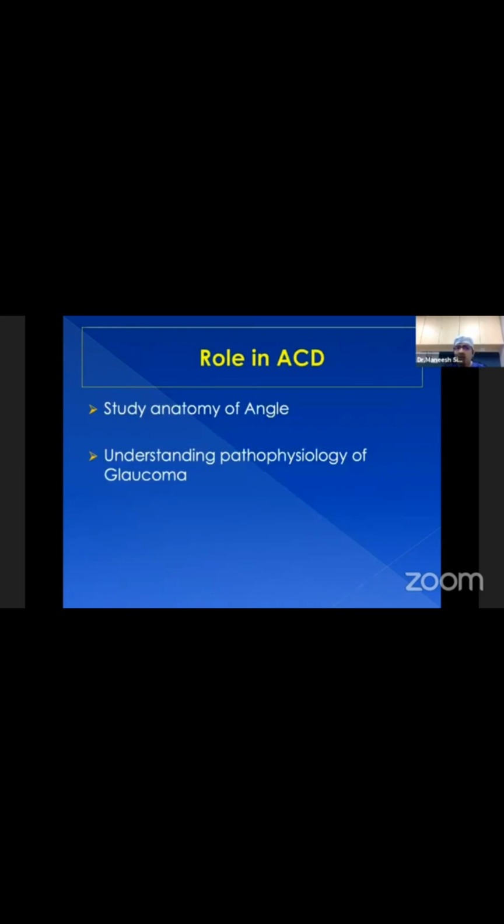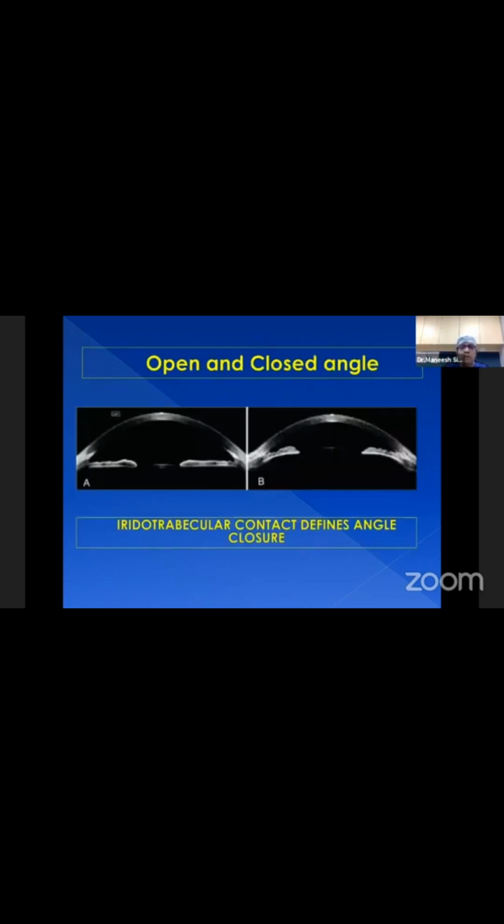Anterior segment OCT gives you an idea about the anatomy of the angle, and also helps you understand the pathophysiology of glaucoma, for example, an open angle and closed angle. But as you can see here, behind the iris, the ciliary body in the pars plana area cannot be imaged in ASOCT because light cannot penetrate through the pigmented iris epithelium.